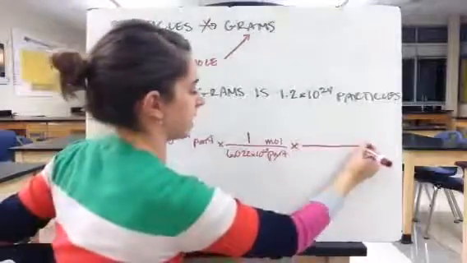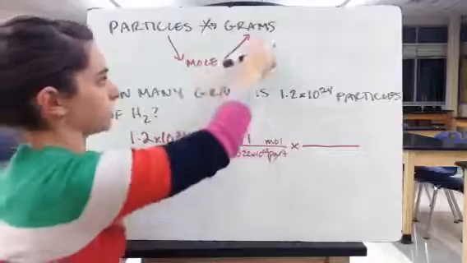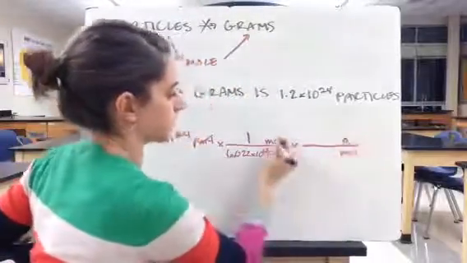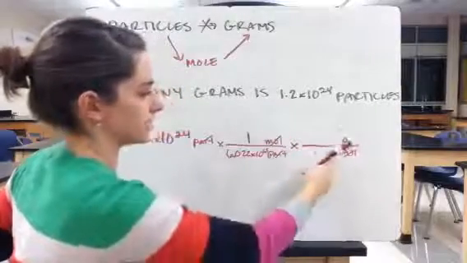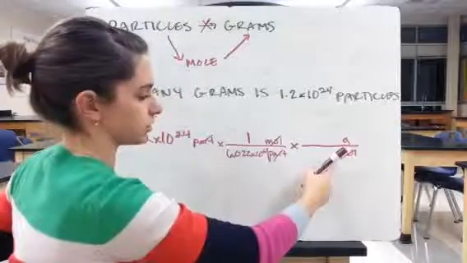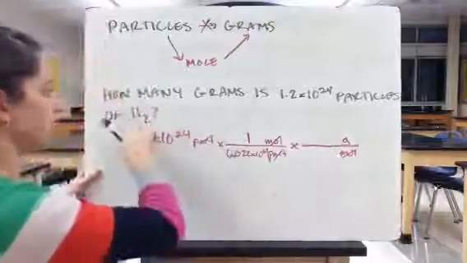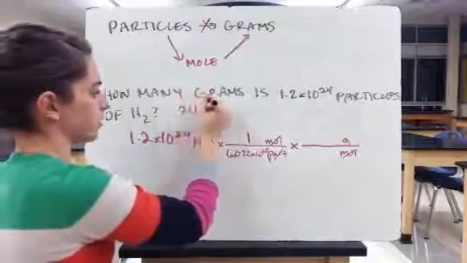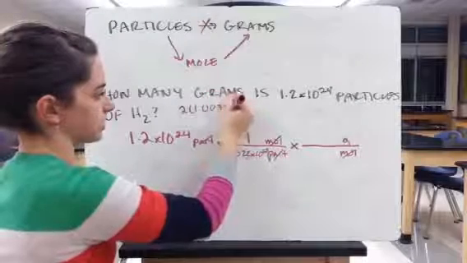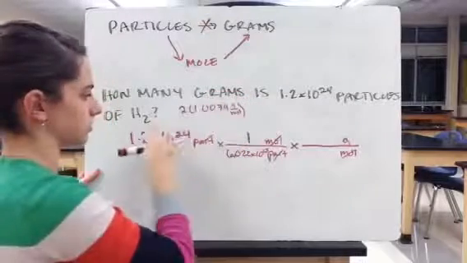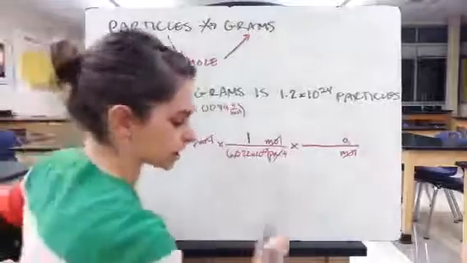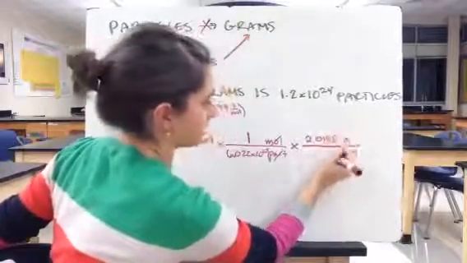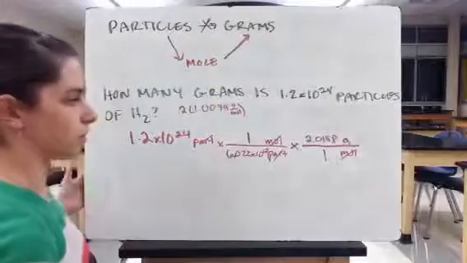Now if I'm going to set up my next conversion, I'm going to go from moles to grams. So my moles go away. This set of units should be telling you molar mass. H2 is going to be 2 times 1.0079 grams per mole, because we have 2 hydrogens, which gets us 2.0158 grams in 1 mole.